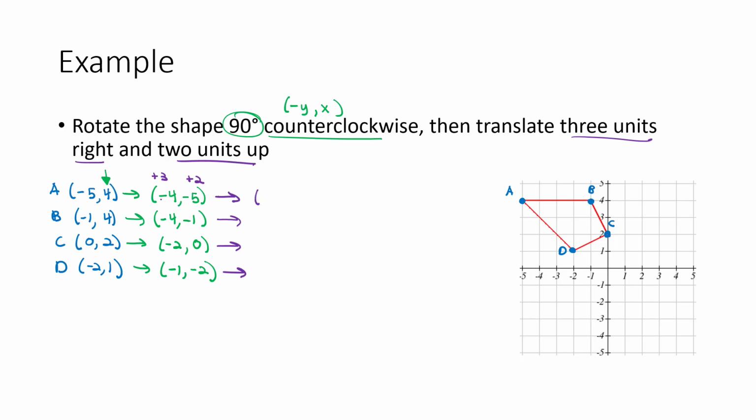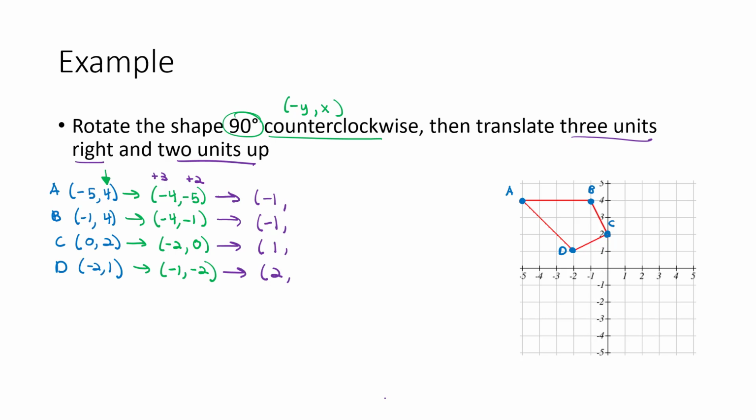So for the x, we're going to add 3. Negative 4 plus 3 is negative 1. For the second x, negative 4 plus 3 is negative 1. For the third x, negative 2 plus 3 is positive 1. And for the final x, negative 1 plus 3 is 2.